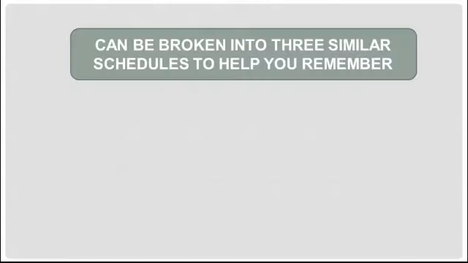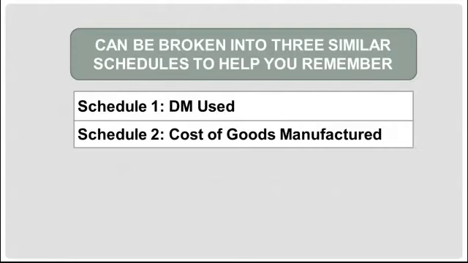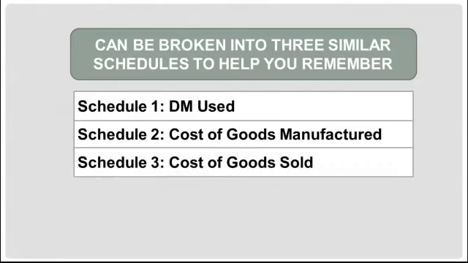Now, when we do this as a memory tool, because you will need to remember these schedules for the exam, these schedules can be broken into 3 similar schedules to help you remember them. And the memory tool is that for each of the 3 schedules, which we're going to see in just a minute, include direct materials used, cost of goods manufactured, and cost of goods sold. Each of these 3 schedules can be identified as having the same basic format.